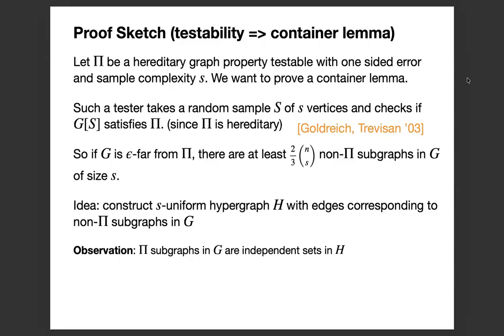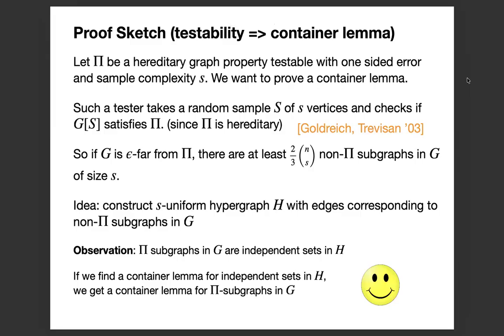And why is this good? Well, container lemmas were designed for independent sets. I'm not going to go into the details at all, but hopefully the stuff I talked about before convinces you that container lemmas are good with independent sets, even in hypergraphs. So you do something very standard and you end up getting a container lemma, which covers all of the independent sets in H. And because all of the pi subgraphs are just independent sets, we're really covering all of the pi subgraphs.